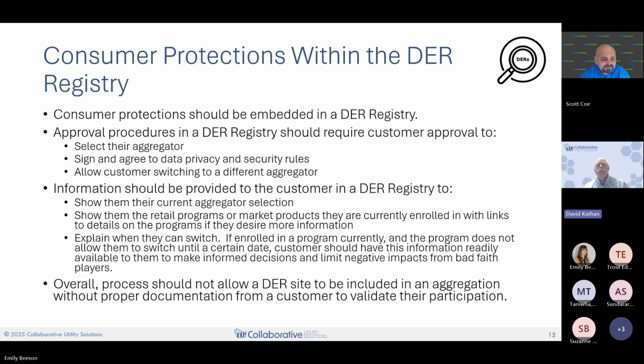And also explain when they can switch. Many times there's a requirement that it can only switch at the end of a month, so that needs to be made very clear to the customer. So overall, the process should not allow a DER site to be included in aggregation without proper documentation from the customer to validate this participation. But there's also a need for sharing of information in a way that protects privacy, but also allows easy access for both the customer and for the aggregator.